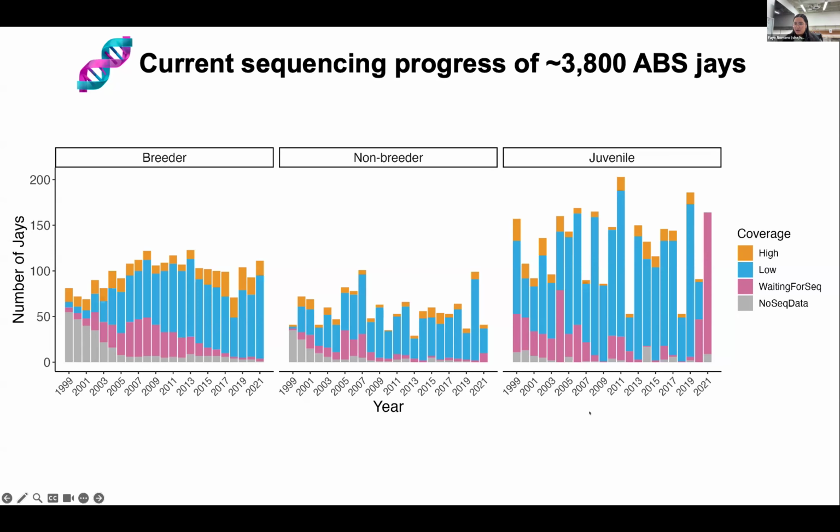The biggest batch we're waiting for is the last batch of 2021 nestlings to arrive. So this big bar, I don't know if you can see my mouse, on the right hand side of the juvenile plot for 2021, we see this giant chunk of purple that we're waiting to receive.